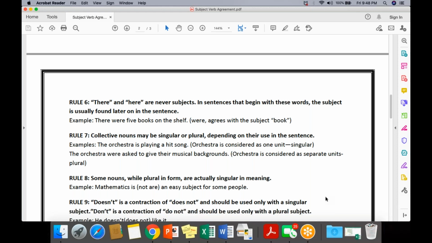Now there are certain subjects which end with S, but they are singular. Mathematics, physics, like names of subjects. These end with S, but they are not plural, they are singular. Mathematics is a subject, mathematics are not a subject. Physics is a subject, physics are not a subject. So we need to keep track of whether my noun which is ending in S is actually singular or plural. Rule number 8, easy.